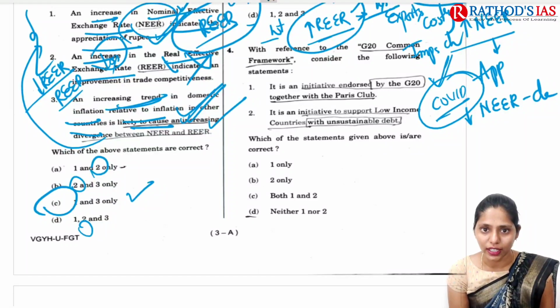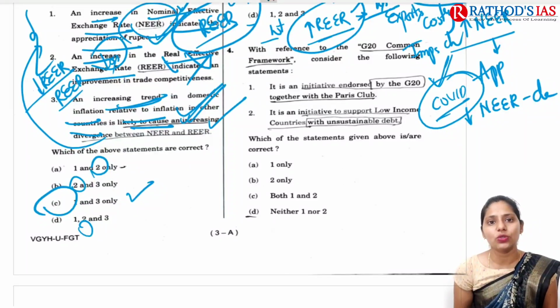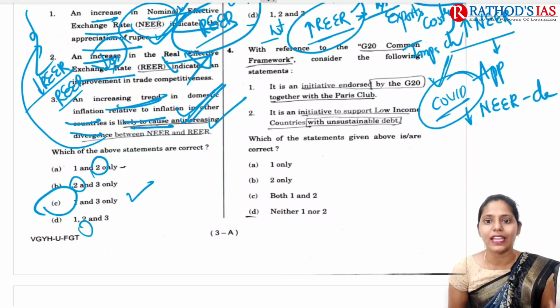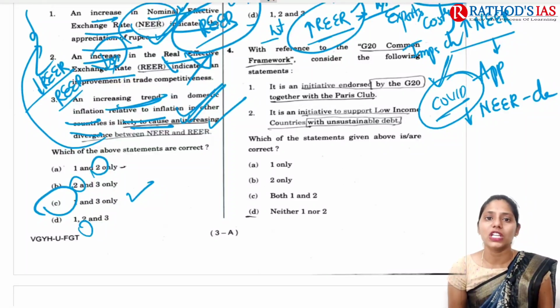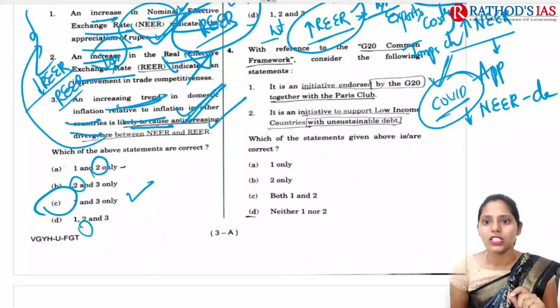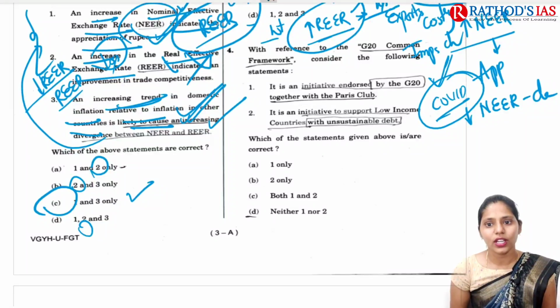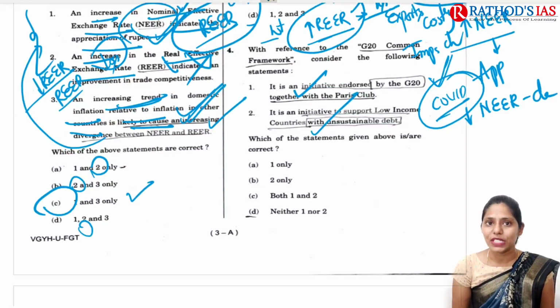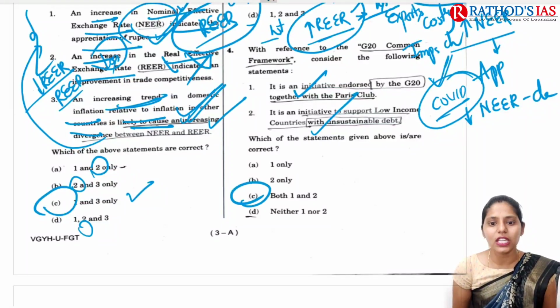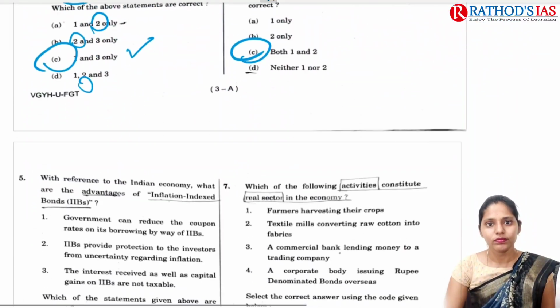Even a number of countries are mainly having an economic crisis that they are facing still now, for example Sri Lanka. So at that time, these G20 countries and the Paris Club came together and came up with this initiative of the G20 common framework. The important theme of this G20 common framework is to provide some support for low income countries with unsustainable debt. Okay, so here these two statements are absolutely correct. So the correct option is C, both 1 and 2.